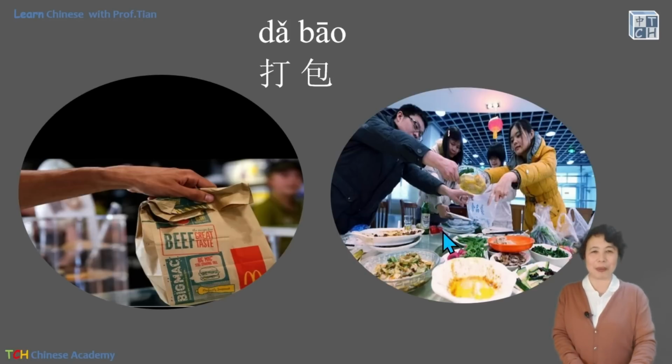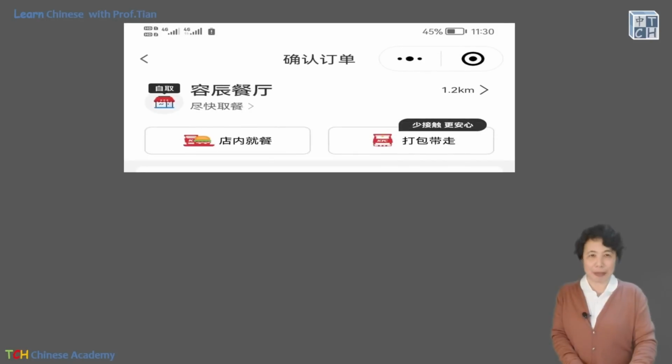Yeah, 打包. And oftentimes we use an app to order, especially in the fast food restaurant. You order the food, and then when you are there, you can just eat or take it away. So when you're using an app, there are two options for you to choose from.